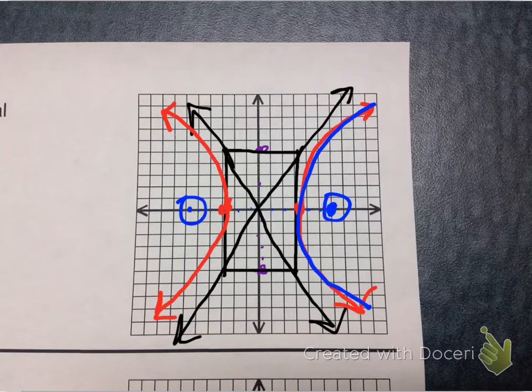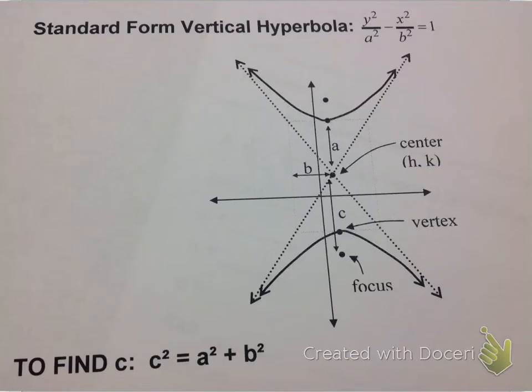Okay, so let's look at a vertical hyperbola. What's different? Well, this time y is first.